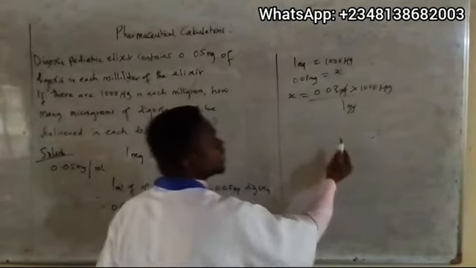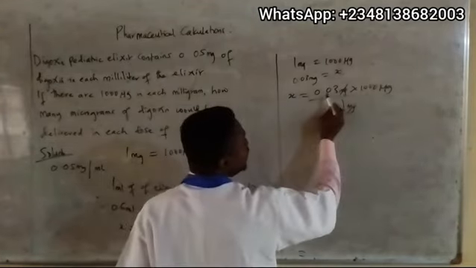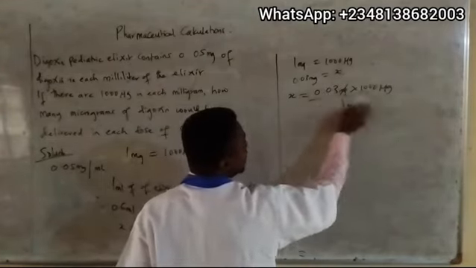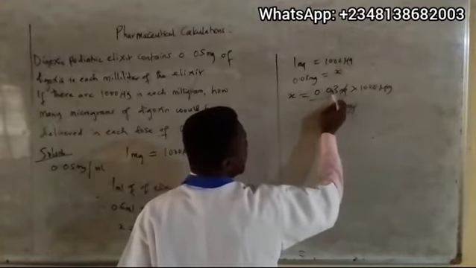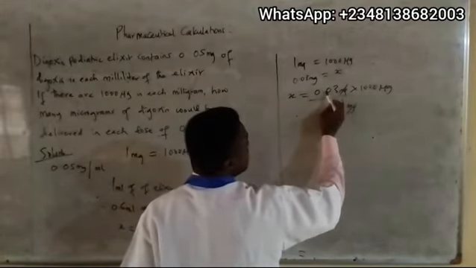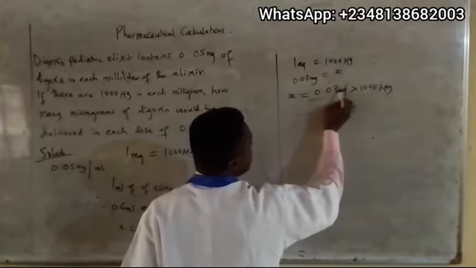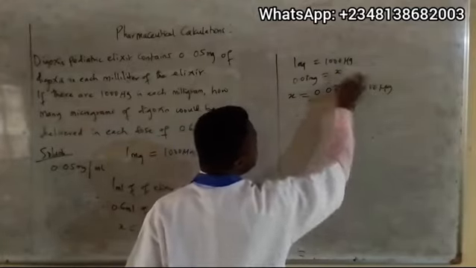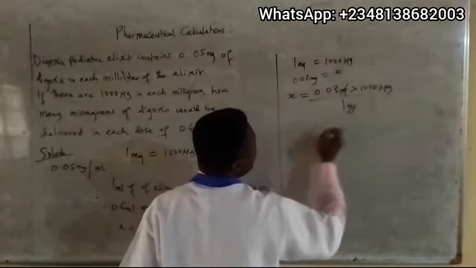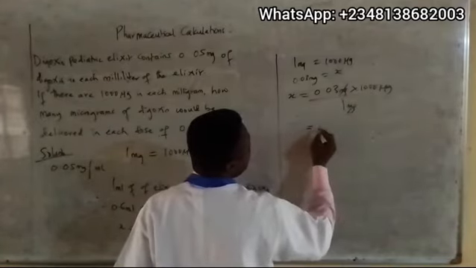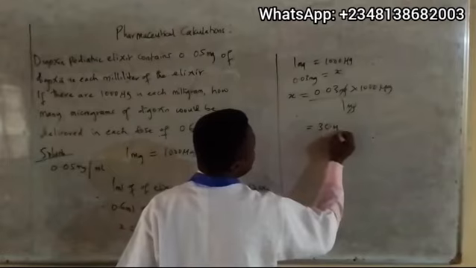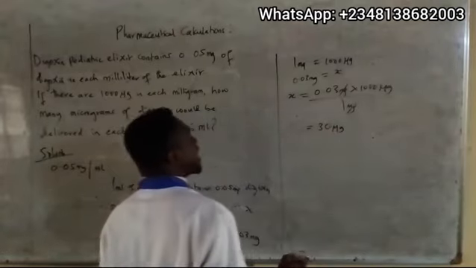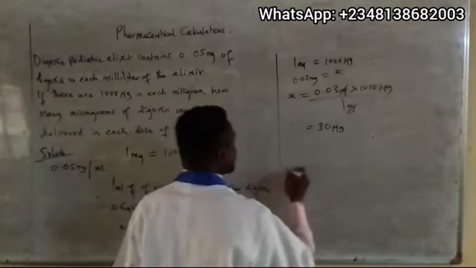Decimal movement will take place again. As this decimal point enters here, one 0 will disappear. We are left with 0.3. As it enters here again, another 0 will disappear. We are left with 3.0. As we move again, another 0 will disappear. We are left with 30. So we have 30 microgram.